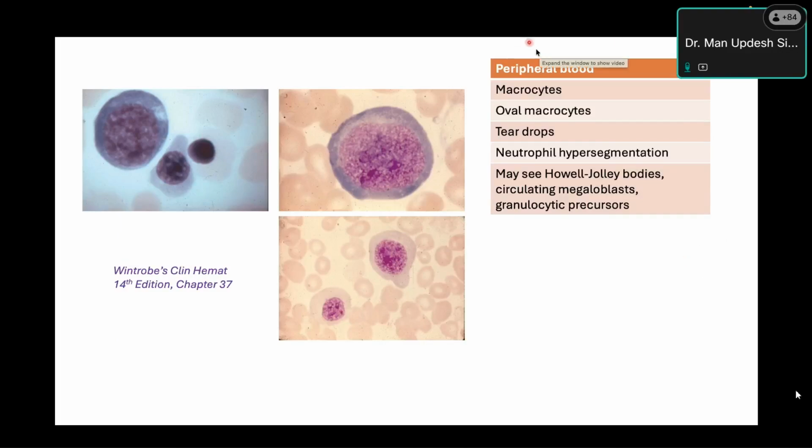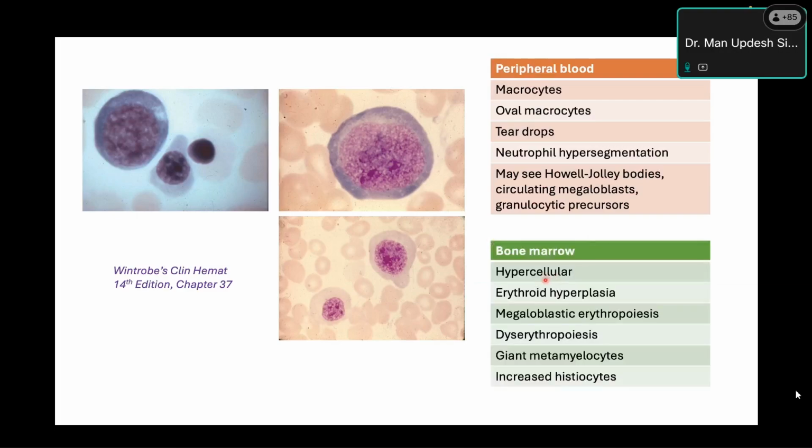So those are the usual findings in peripheral blood: macrocytosis, oval macrocytes, teardrops, neutrophil hypersegmentation. I have not shown you Howell Jolly bodies in this patient, but I do have a photograph of that, not from that patient. And in the bone marrow, you might see hypercellular marrow, erythroid hyperplasia, megaloblastic erythropoiesis, dyserythropoiesis might be seen at times.